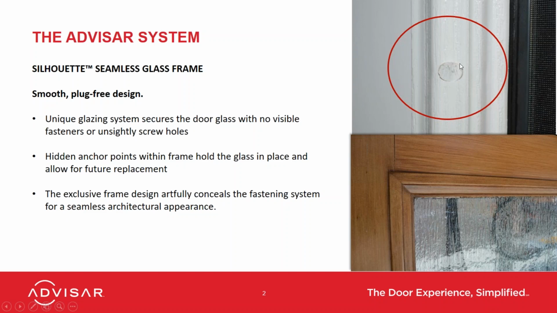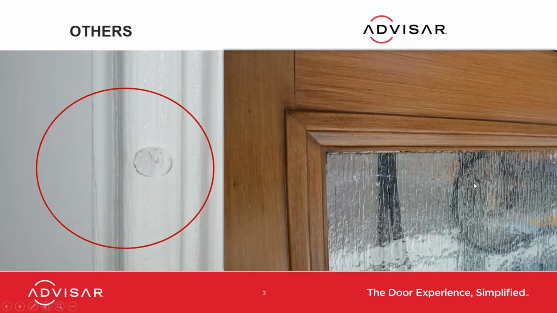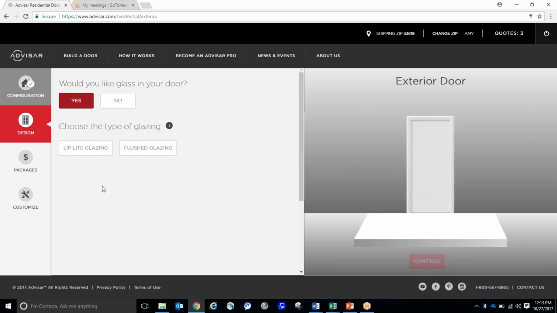With other frames that you might see in the marketplace, you actually have screw holes on the outside, which just makes the door look a little less authentic. Whereas with ours, with the hidden fasteners, it really does look like real wood. It looks like a real wood frame. And so here's a larger picture. Once again, it's a very, very sleek design that we've got with the Silhouette frame. All right, let's go back to the door builder.